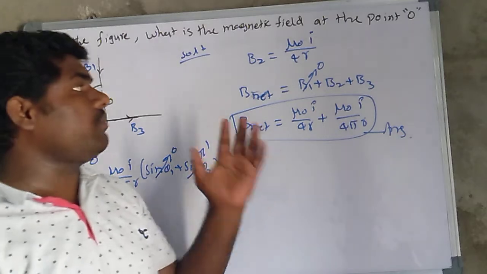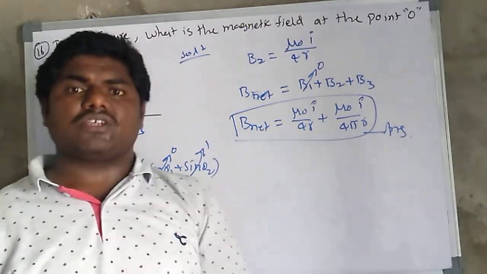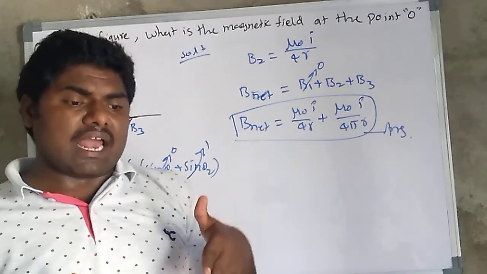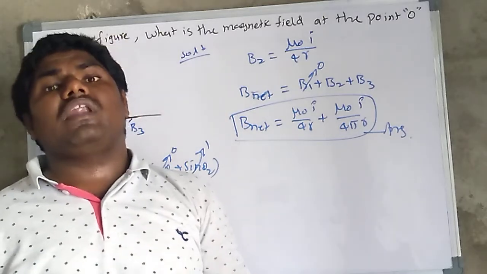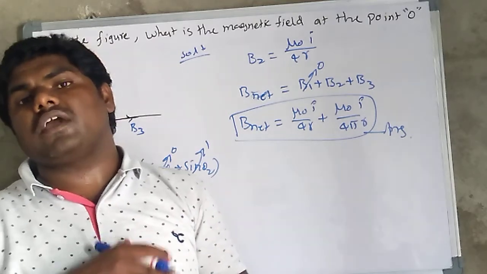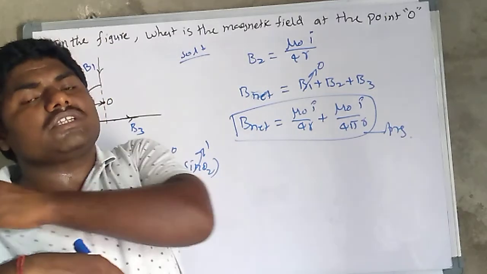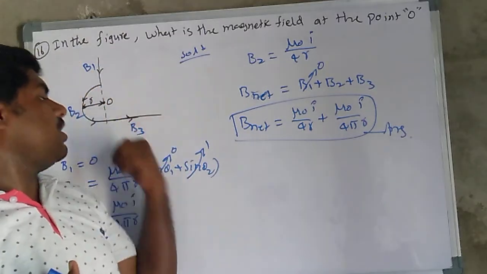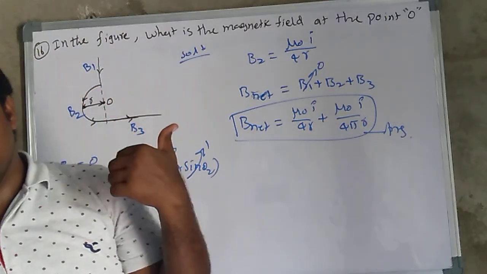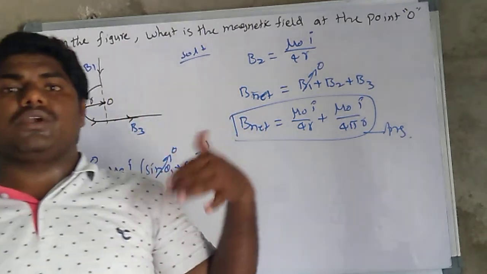Whenever they are asking this type of question, you may do like that. You may identify the current direction and whether O lies on the wire or not. If it lies on the wire, you may directly take 0. So you may identify the positions also. Here it is 90 degrees, that's why B3 exists. So is that clear, everybody? Whenever they are asking this type of questions, you may do like this.